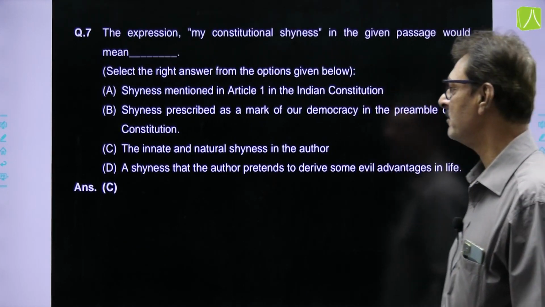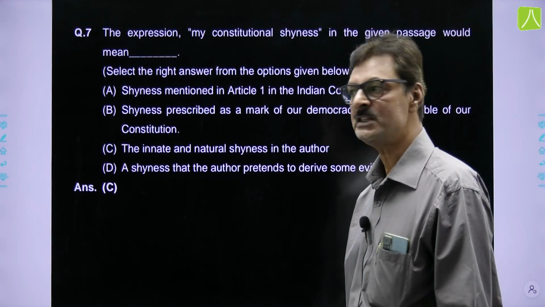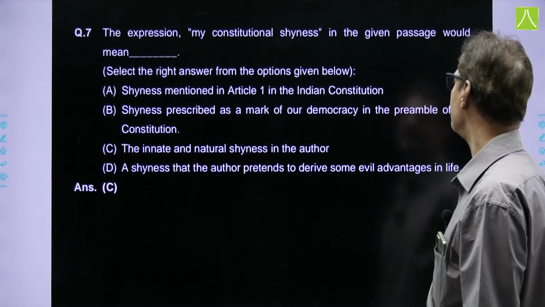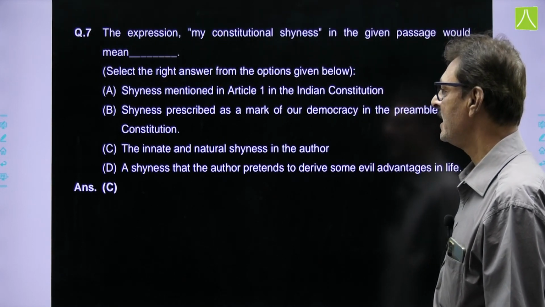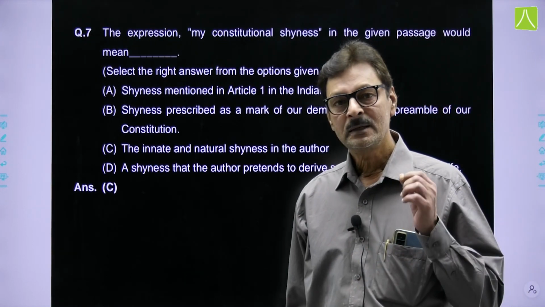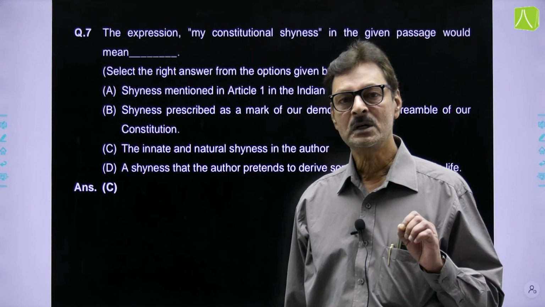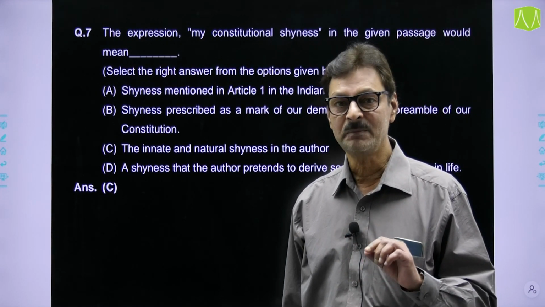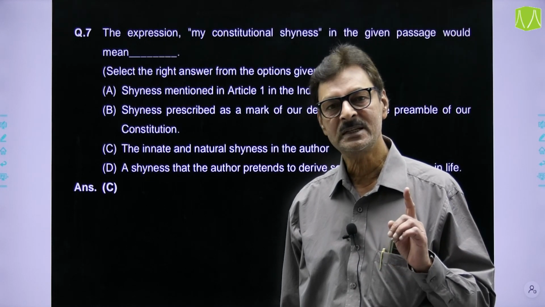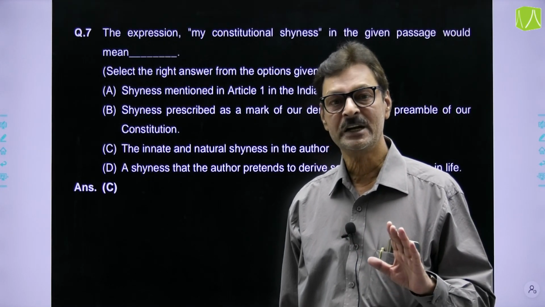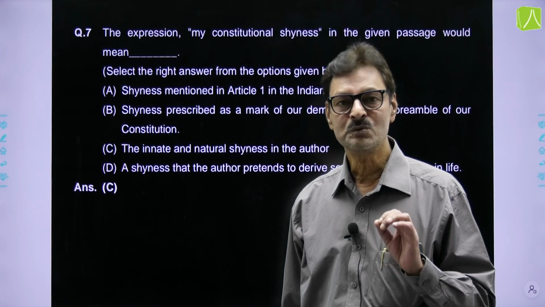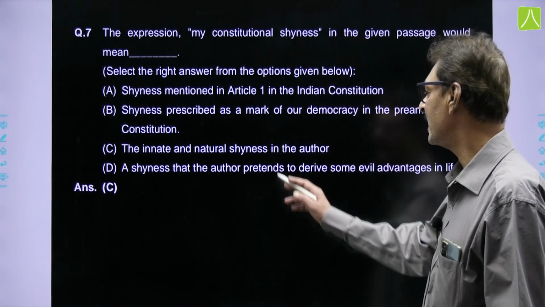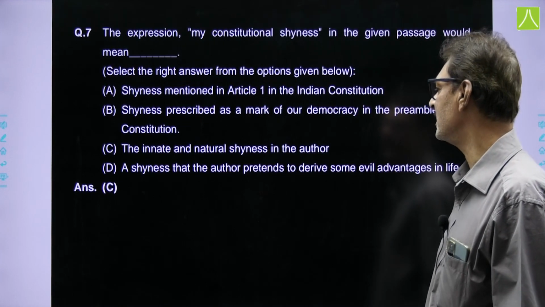So, question number 7, that is the first question from passage 2. The expression 'my constitutional shyness' in the given passage would mean. In this passage, the examiners compel the students to think and then attempt the answers. In the first passage, the answers were straightforward, but in this the answers were a bit tricky. And the correct answer for this is the innate and natural shyness in the author.